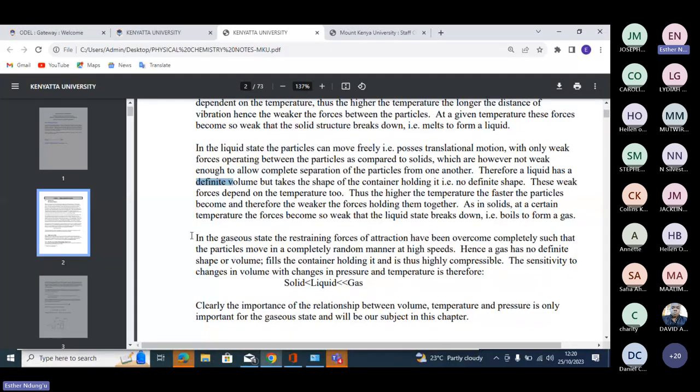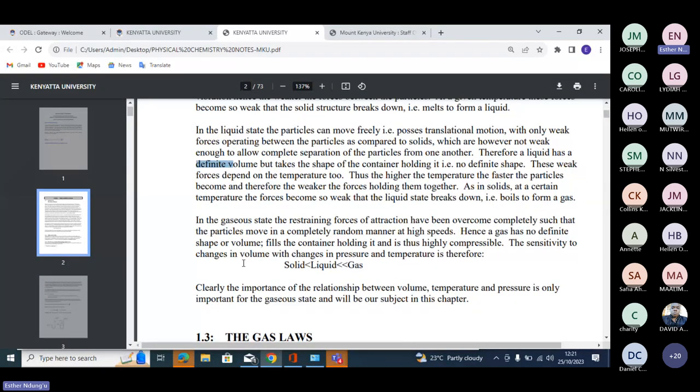So the sensitivity to change in volume with change in pressure and temperature increases from solids to the gaseous state. So gases are easily influenced by changes in pressure and changes in temperature. Clearly, the relationship between volume, temperature, and pressure is only important for the gaseous state. The gaseous state is highly affected by volume, pressure, and temperature. And so this will be our subject in this particular chapter.